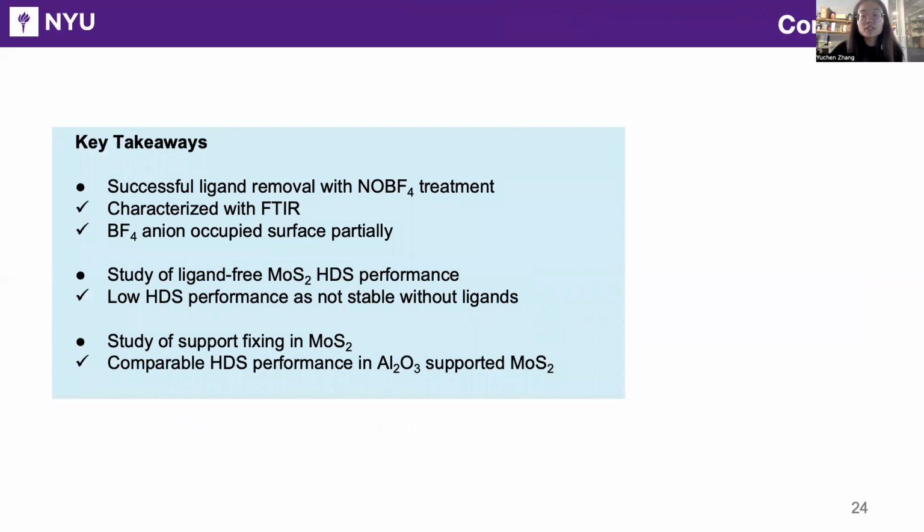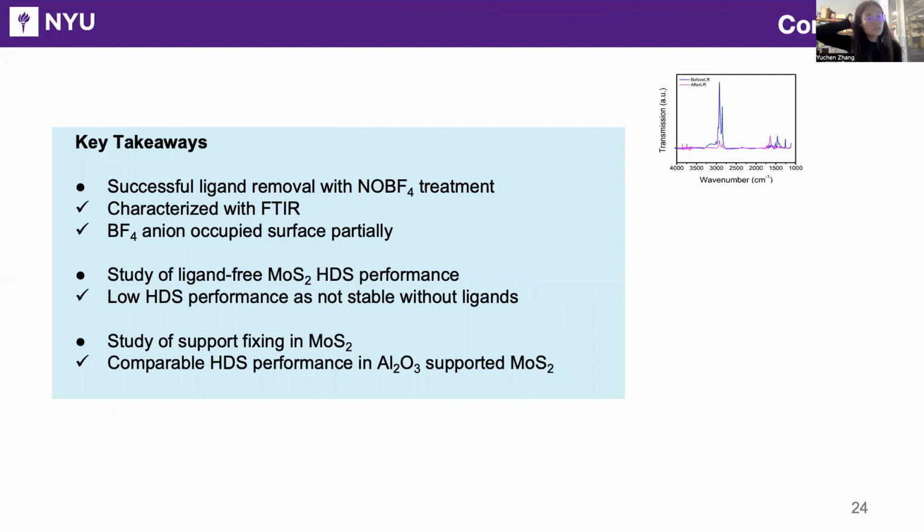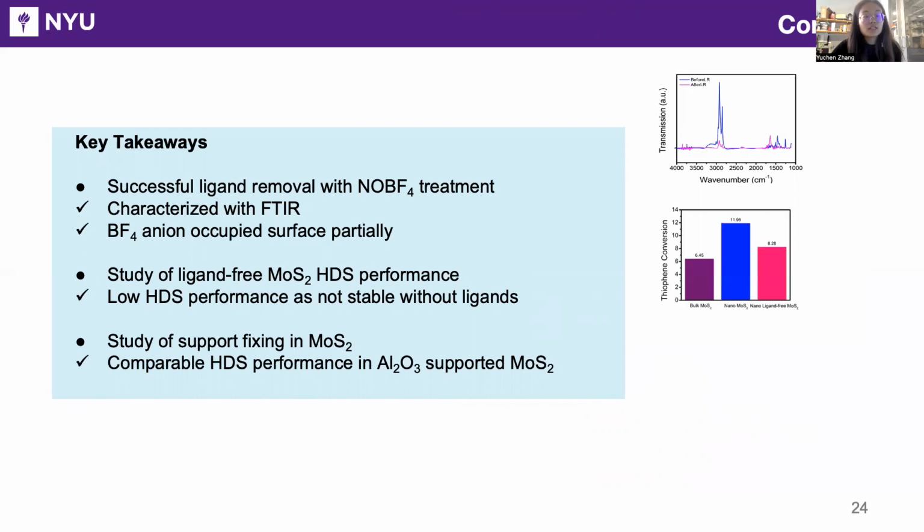In conclusion, in a typical treatment with NOBF4, we could observe successful ligand removal confirmed by FTIR and TGA. The result also shows BF4 anion partially occupying the surface. Ligand-free samples of MoS2 show a low HDS performance without ligands, but with support fixing, we were able to achieve comparable conversions.